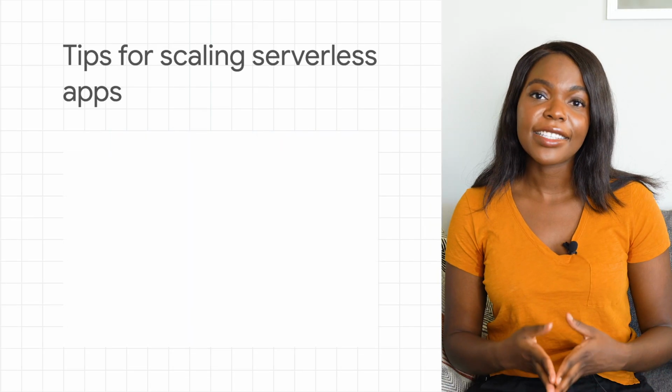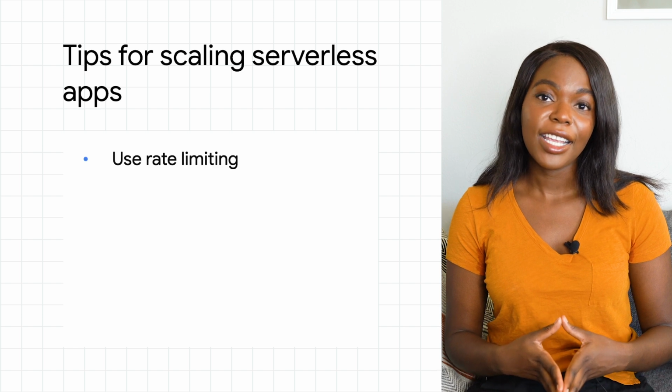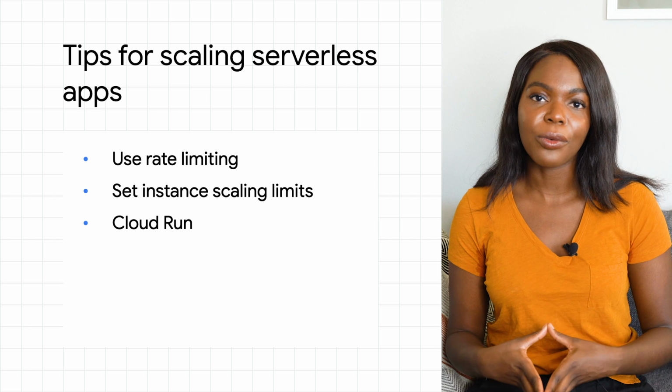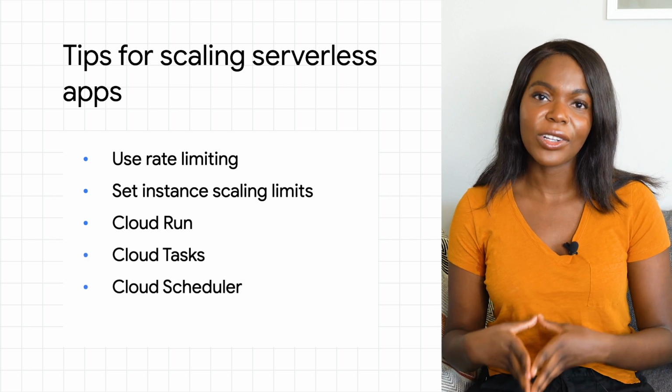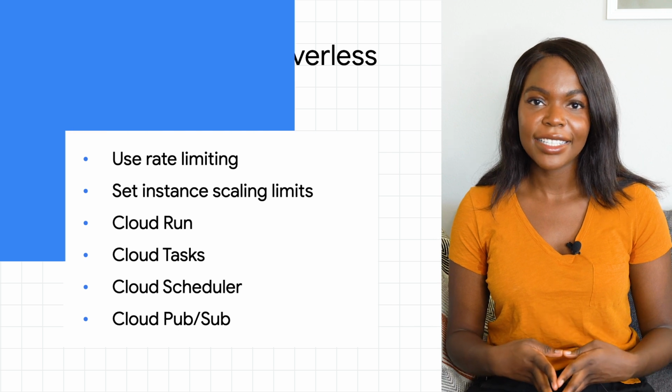Critter Junction now has 6 strategies for their serverless scaling in their back pocket. They can use rate limiting, set instant scaling limits, and products like Cloud Run, Cloud Tasks, Cloud Scheduler, and Cloud Pub/Sub to help manage load on their serverless instance. Even highly scalable systems should have limits on consumption to reduce the chance of cascading failures and maximize throughput. For more details on these tips and an awesome decision tree, check out the link below.